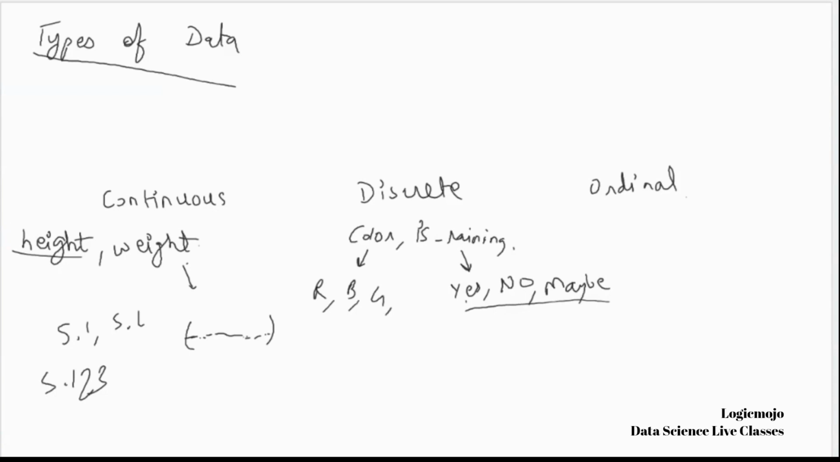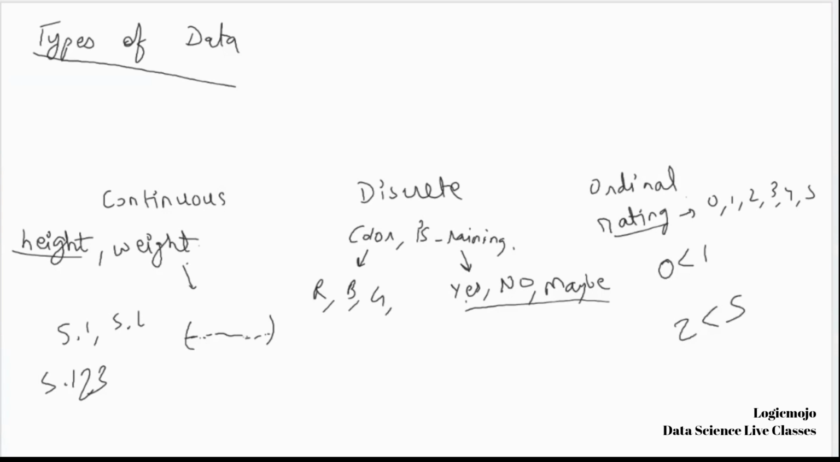So here let's say rating. Rating can be between 0 to 5. So 0, 1, 2, 3, 4, 5. Now this is countable. I can say that ratings can be between 0 to 5 only. My user cannot give me 1.5 star. My user can only give me 2 star, 3 star, not in decimal points. So rating data is kind of discrete, but here we can make a relation. 0 is less than 1, 2 is less than 5. We know that. So this is discrete, this is continuous, this is ordinal.